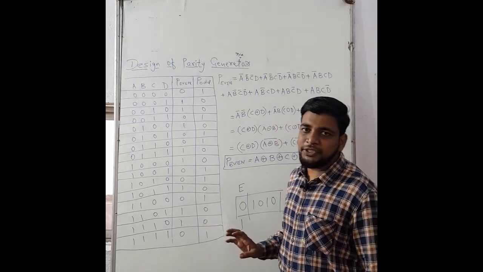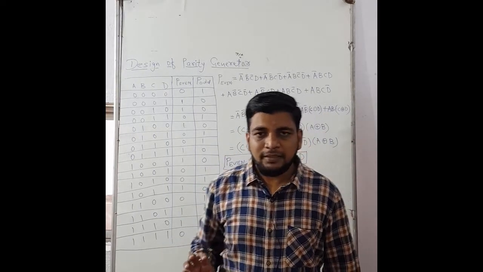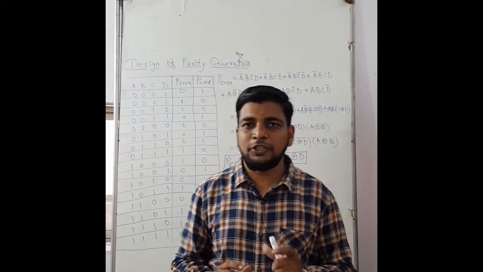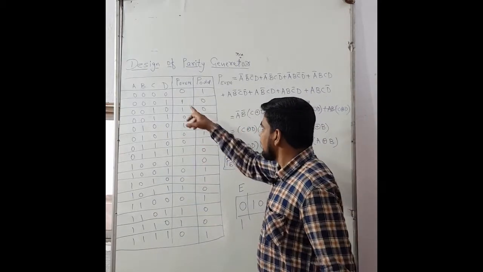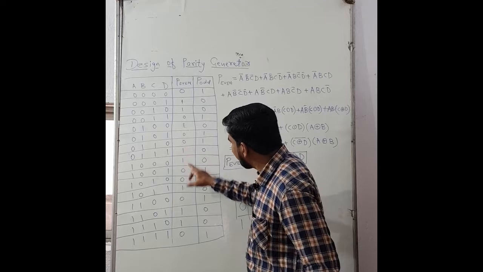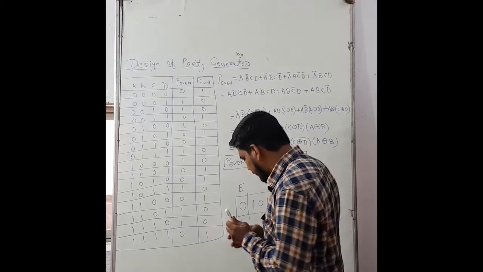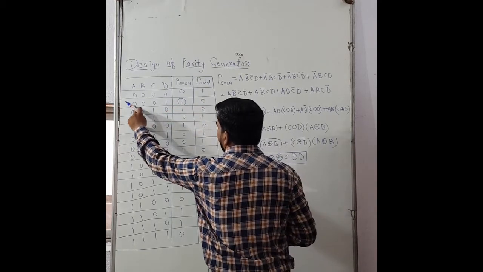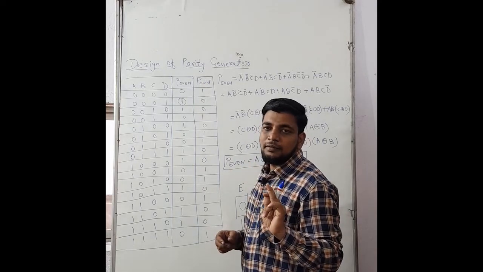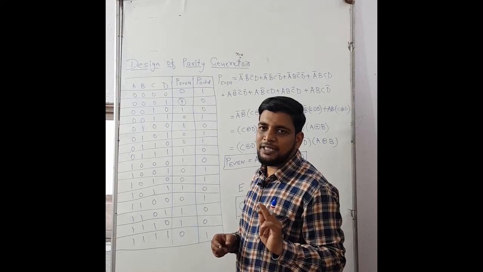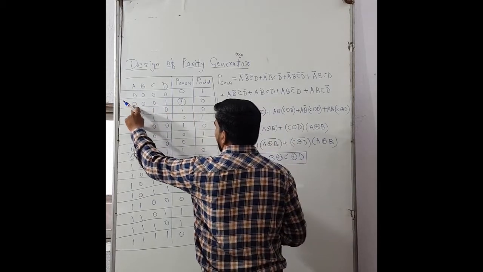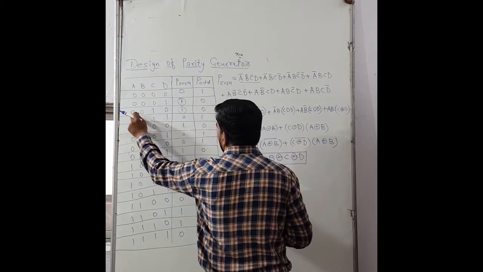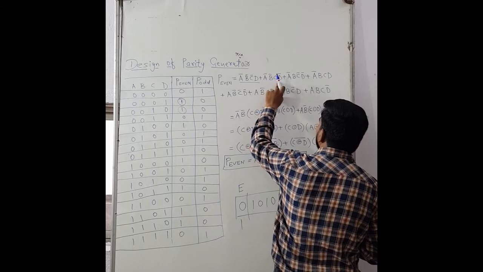For writing the output expression, as we have already discussed, the procedure is that you consider the number of ones in the output column. In the output of P of even, we see how many ones there are, and for each of these ones we consider the input. We know that 0 is represented with a bar and 1 is represented without a bar. So for this one, A bar, B bar, C bar, D. For this one, A bar, B bar, C, D bar.